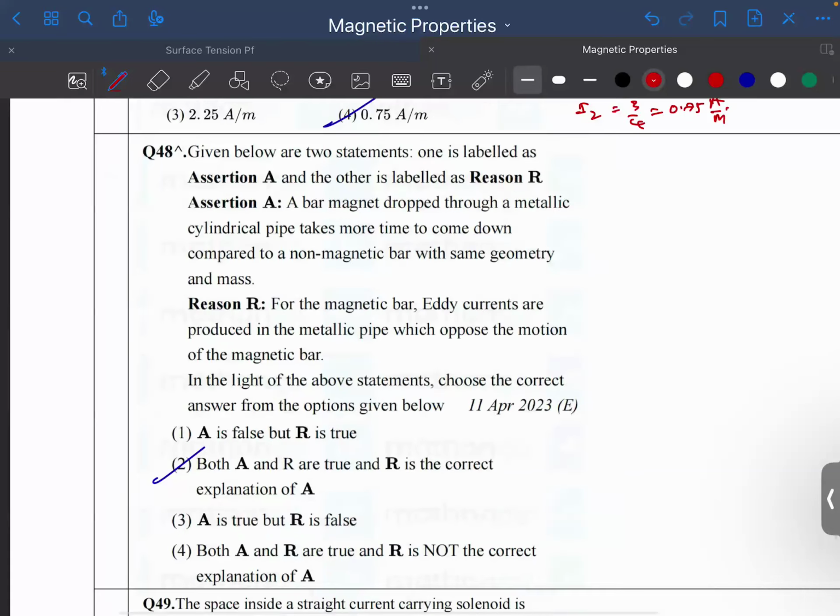A bar magnet dropped through a metallic cylindrical pipe takes more time to come down compared to a non-magnetic bar of the same dimensions. Yes. Why? Due to eddy currents. Eddy currents are produced in the metallic pipe. Right. Correct explanation too.